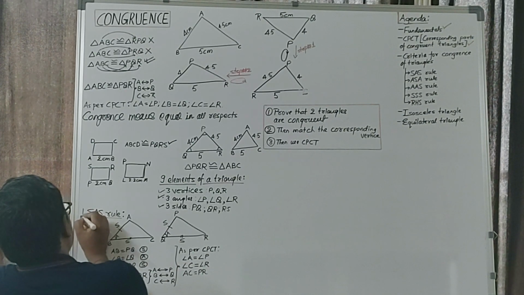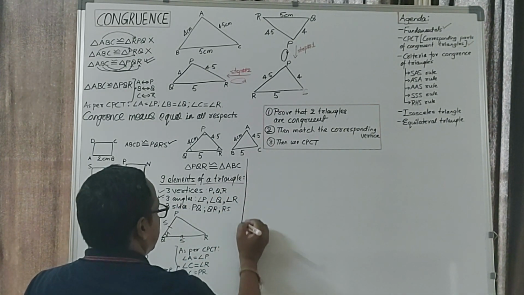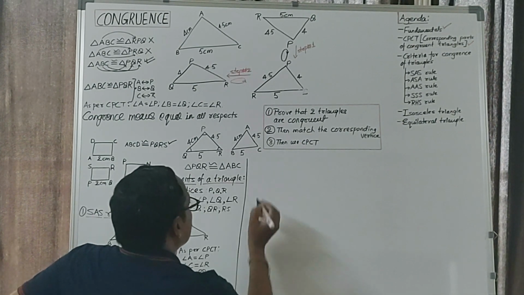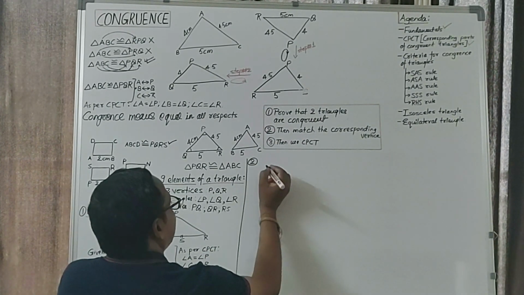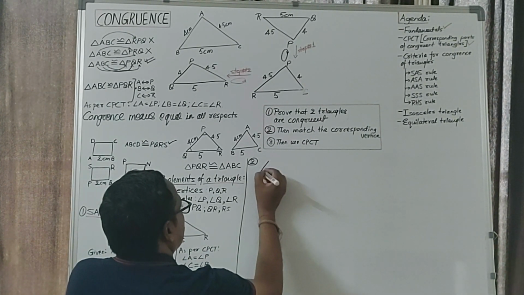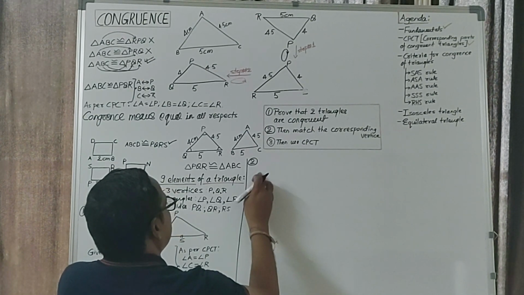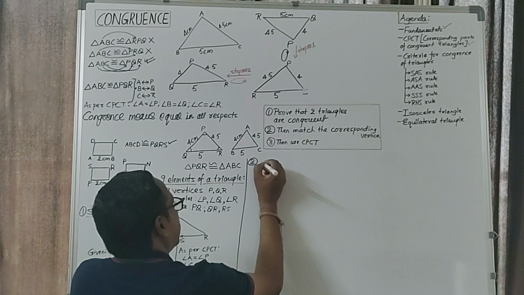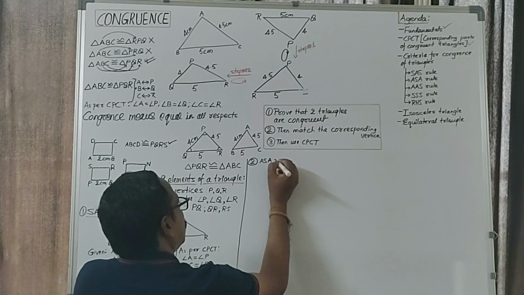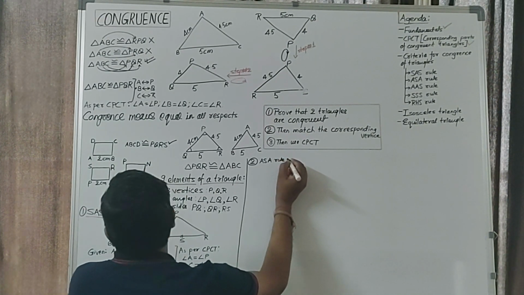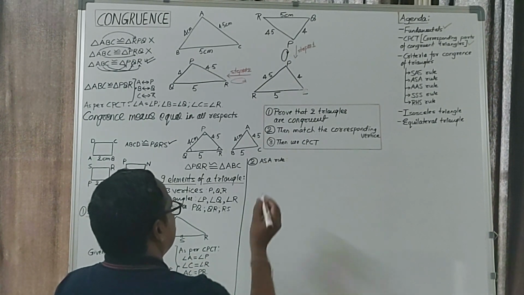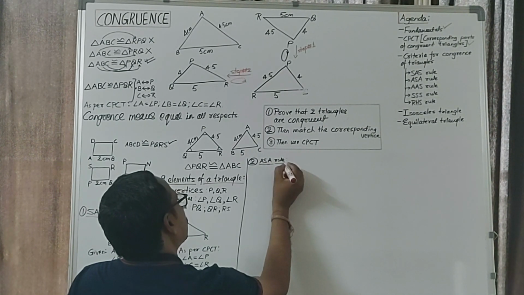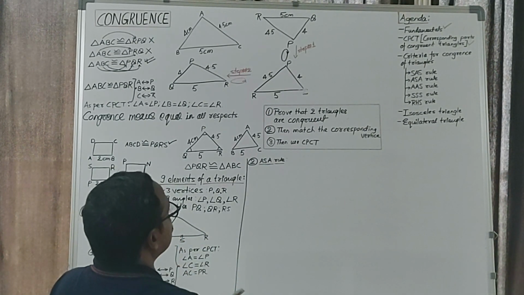So this was the first rule. I'll write down here rule number 2. It talks about ASA. I must write down the name of the rule first: ASA rule. We will talk about the ASA rule. What happens as per this rule? I think now you should be able to understand.